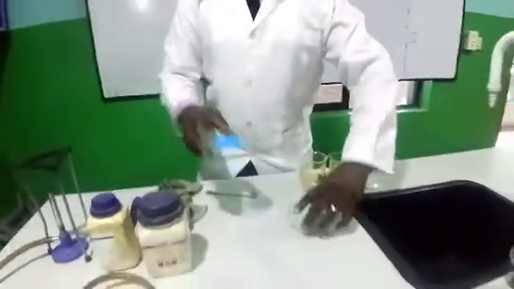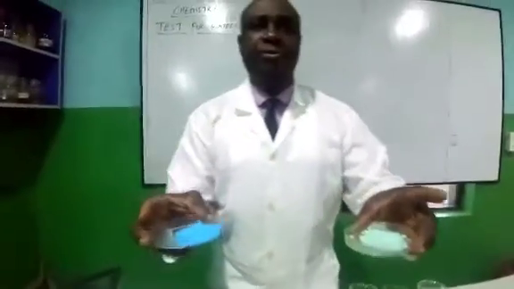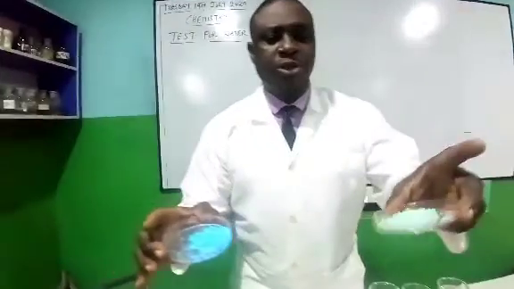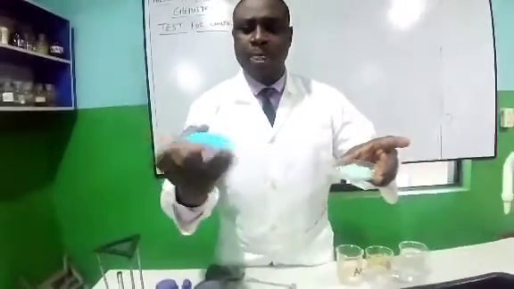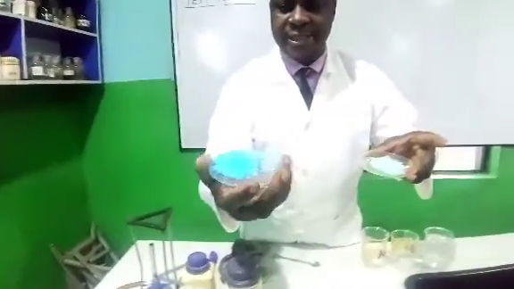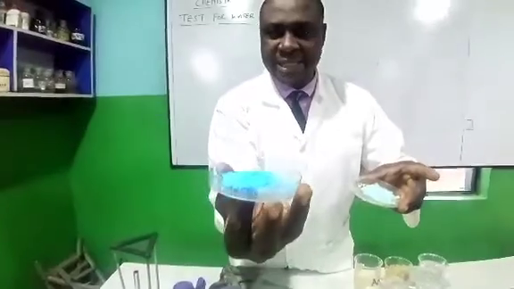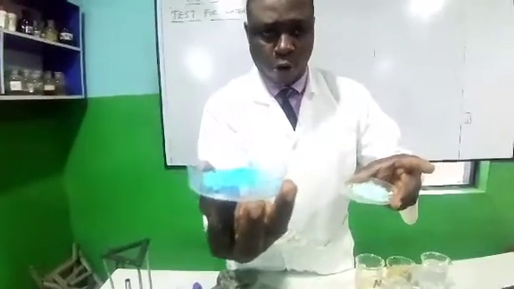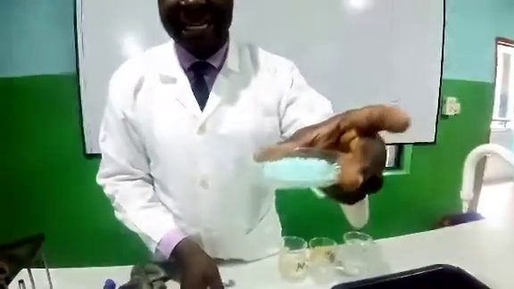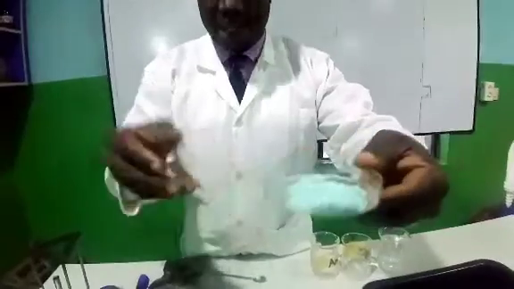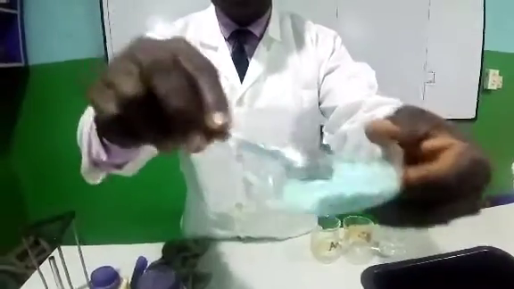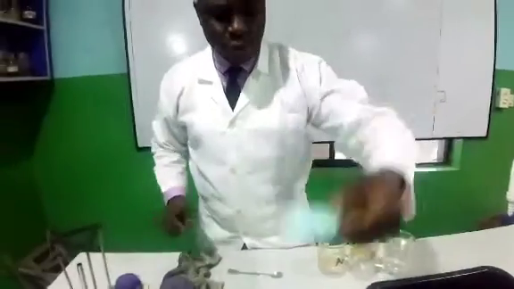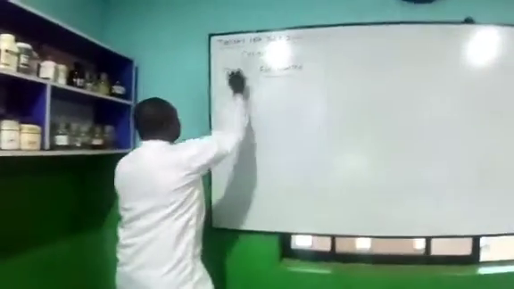Now, if you look at the two substances I have, one is hydrated and the other one is dry. If you look at the hydrated type, you discover that it is bluish in color. But this one is only slightly bluish, mixed with some white. That is why the chemists use the word white anhydrous.